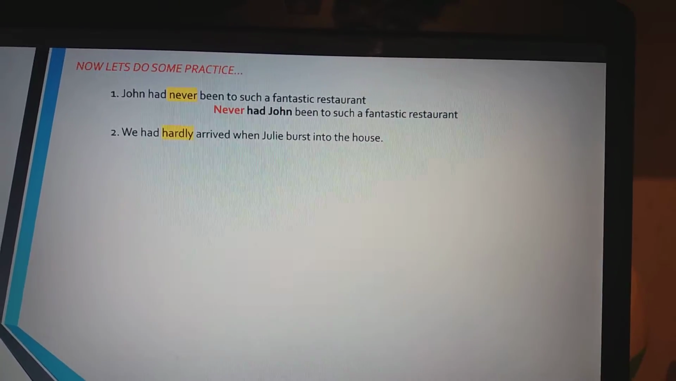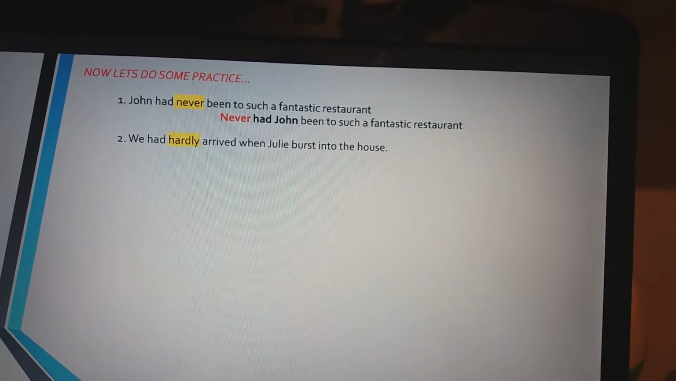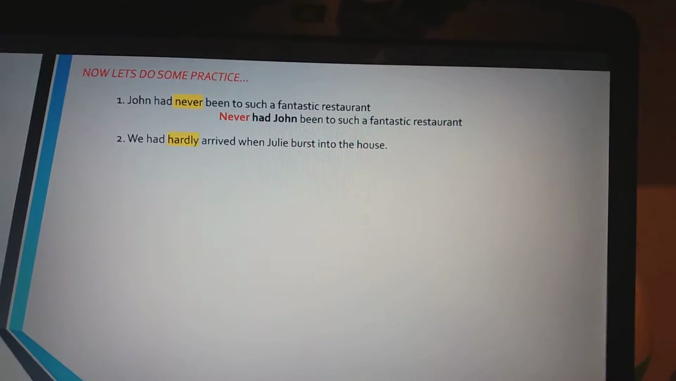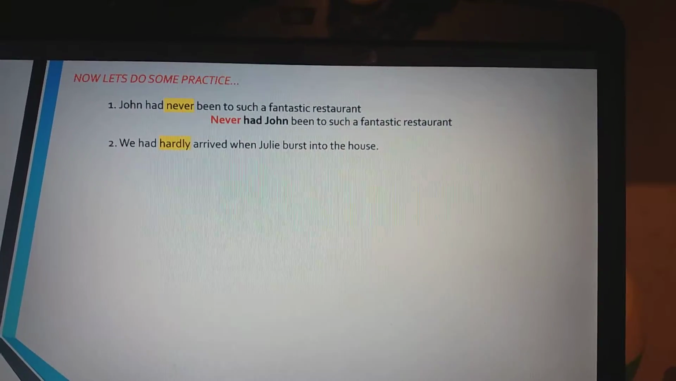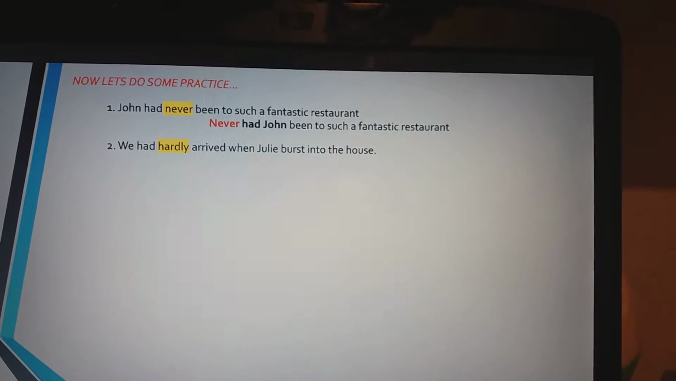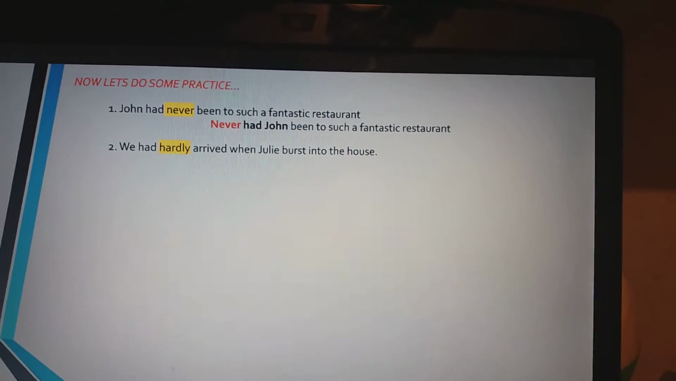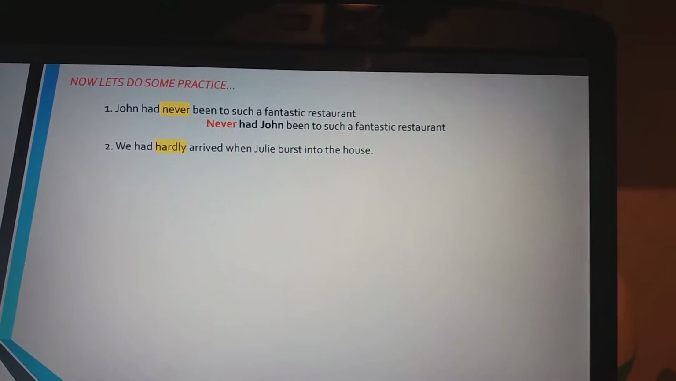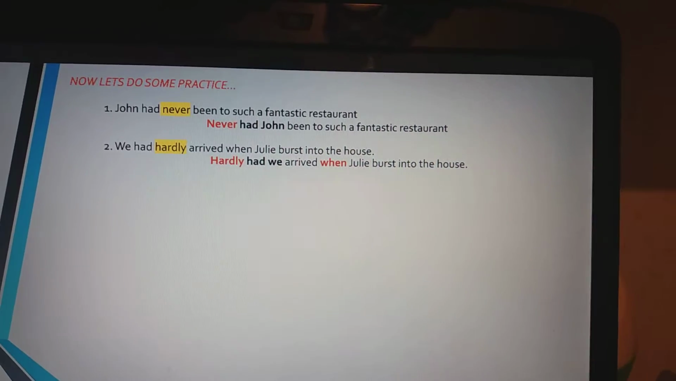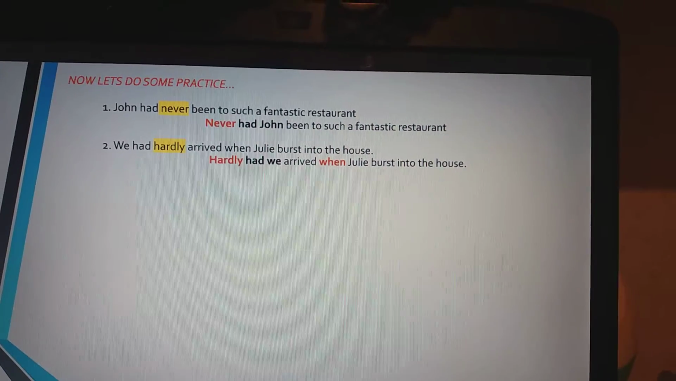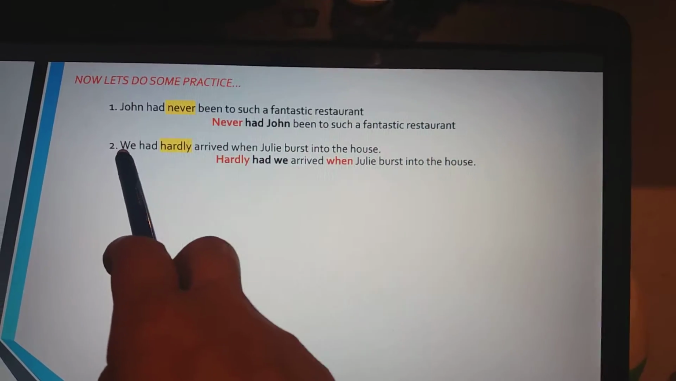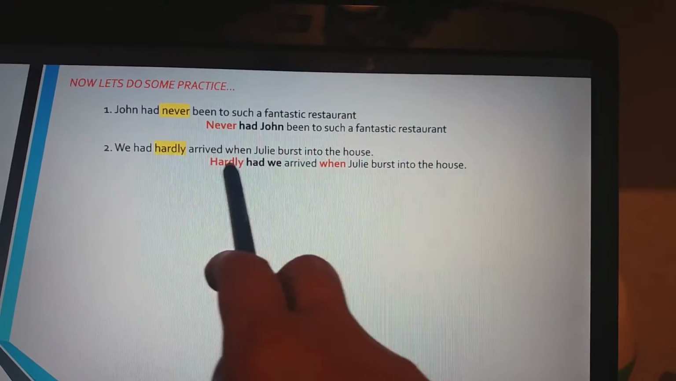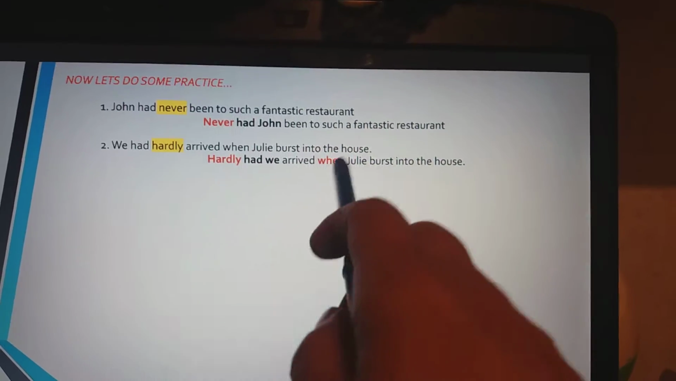We had hardly arrived when Julie burst into the house. "Hardly" is the expression, "had arrived" is the tense, and "we" is a pronoun. These are the things that we should keep in mind. Hardly had we arrived when Julie burst into the house. Because this is a fixed expression, hardly when.